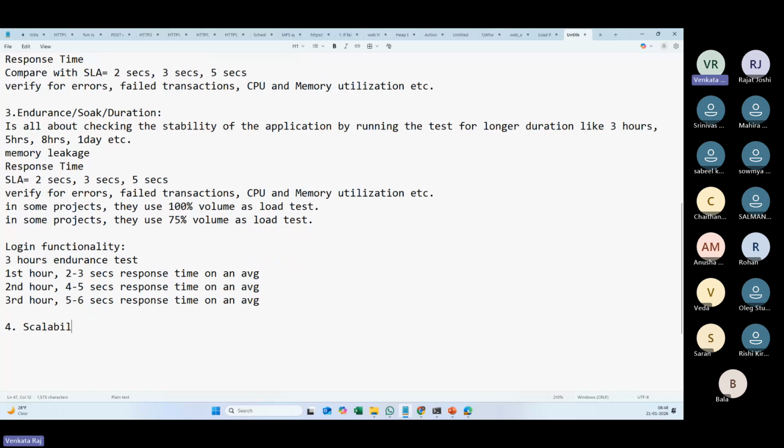Fourth one is a scalability test. This is in sync with stress test. That means generally projects which are running stress tests don't focus on scalability, and projects which are focusing on scalability don't need to focus on stress test, because more or less the main motto is to increase the users or increase the volume. I'll tell you when they call it a scalability test.